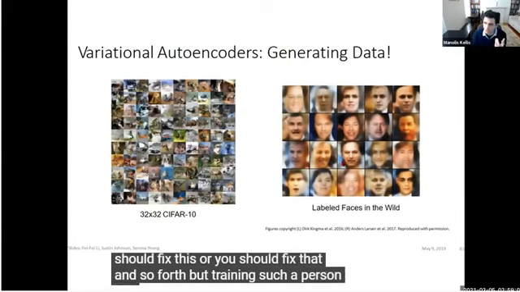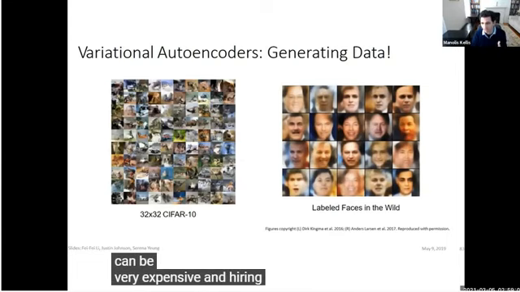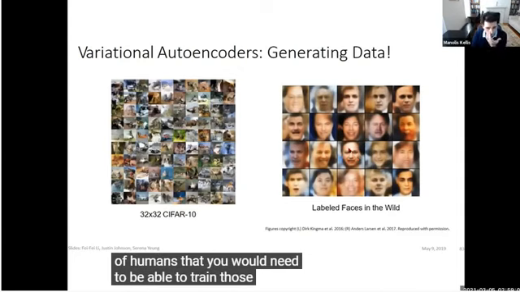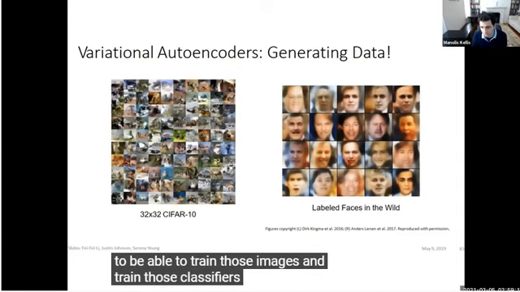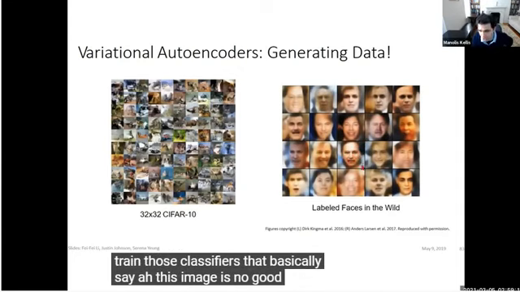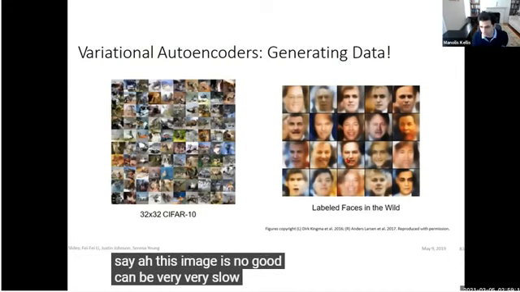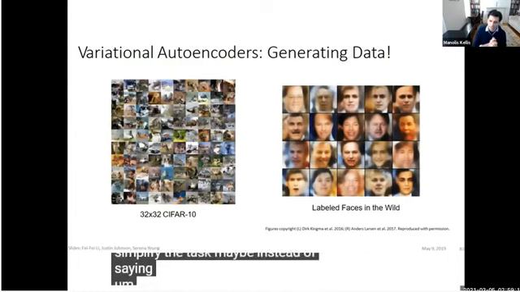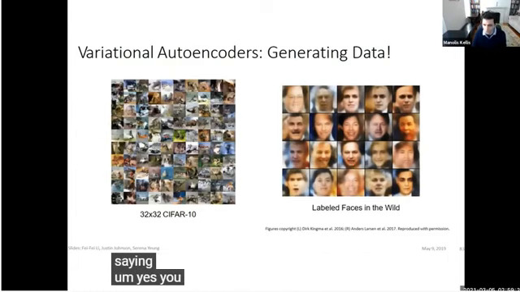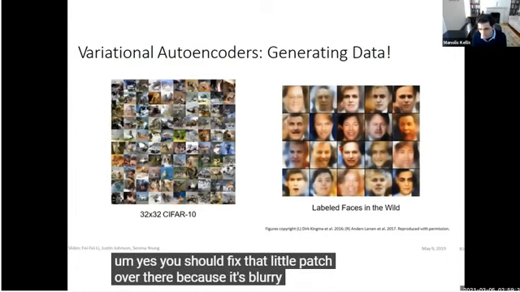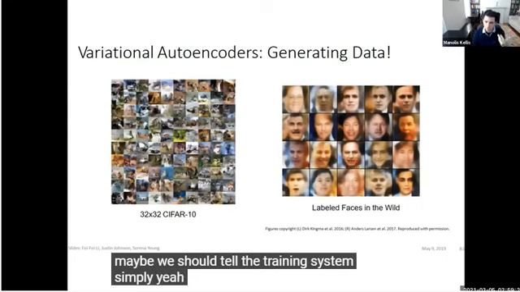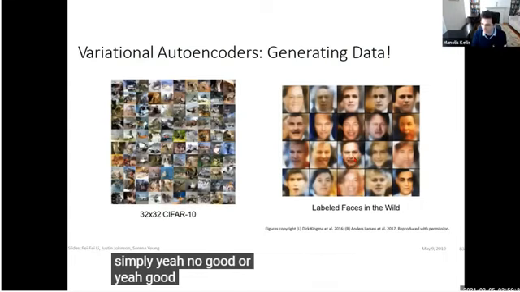But training such a person can be very expensive, and hiring the billions of humans that you would need to be able to train those images and train those classifiers that basically say, this image is no good, can be very, very slow. So maybe we should simplify the task. Maybe instead of saying, yes, you should fix that little patch over there because it's blurry, maybe we should tell the training system simply, yeah, no good, or yeah, good.